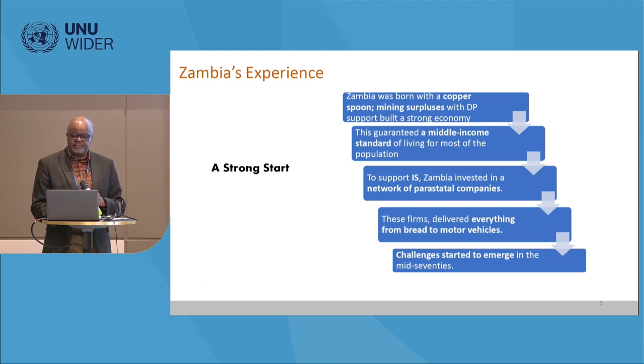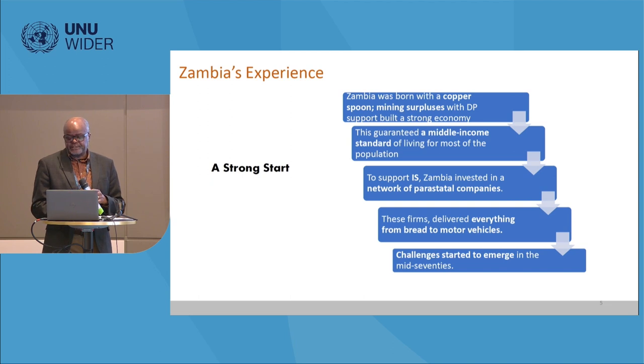Zambia had a strong start. The resource curse in at least the initial 10 years was very positive. People say Zambia was born with a copper spoon. Mining taxes and surpluses plus some donor support from the World Bank and other bilaterals built a very strong economy in the first 10 years. This guaranteed middle income status for most of the population. Zambia also supported a large import substitution strategy, in which they invested in a large network of parastatals. They were famous for everything, which delivered bread and motor vehicles.